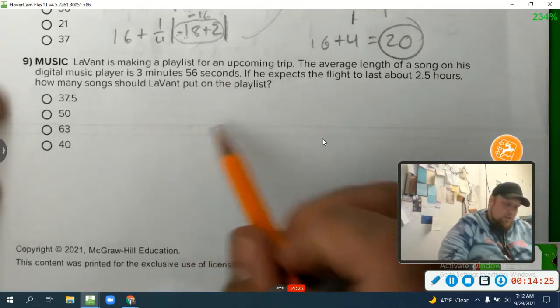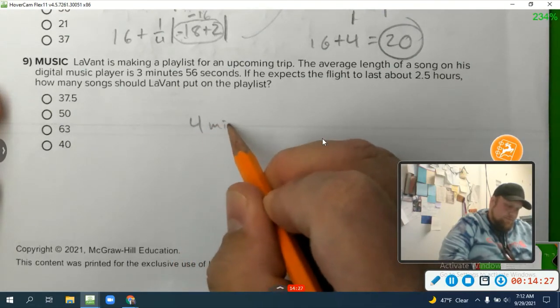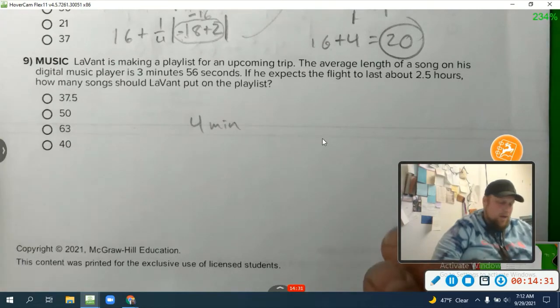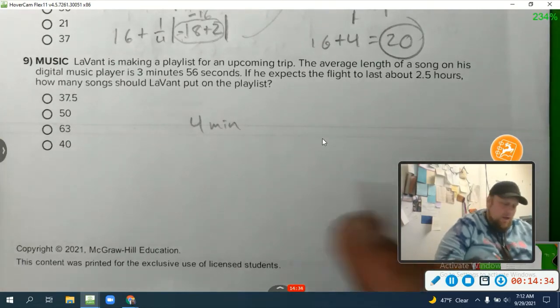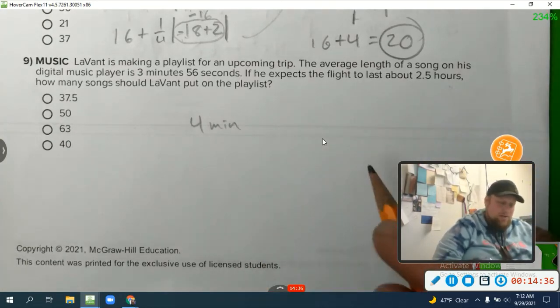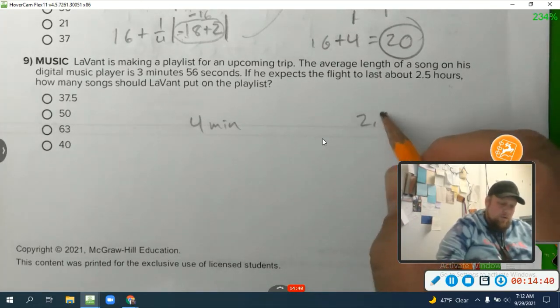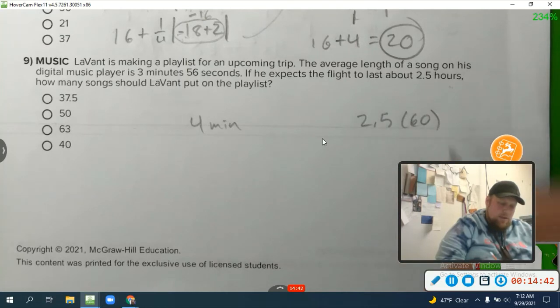I'm going to change that to 4 minutes. I don't really care about the extra 4 seconds. We're not going to be that technical about this, okay? And you'll see that in the answer, too. 2.5 hours, so I need to change that to minutes. Each hour is worth 60 minutes, so I'm going to need 2.5 times 60 to turn this into minutes.